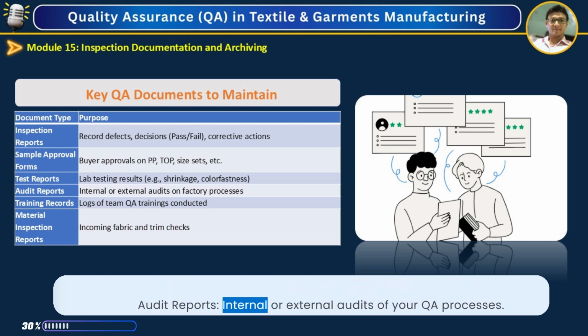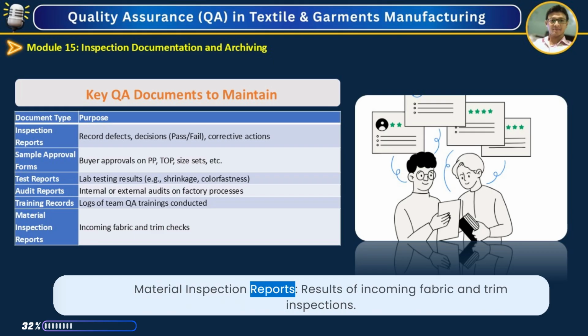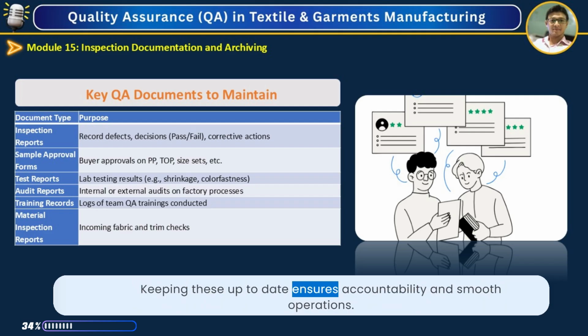Audit reports: internal or external audits of your QA processes. Training records: proof that QA staff have been properly trained. Material inspection reports: results of incoming fabric and trim inspections. Keeping these up to date ensures accountability and smooth operations.